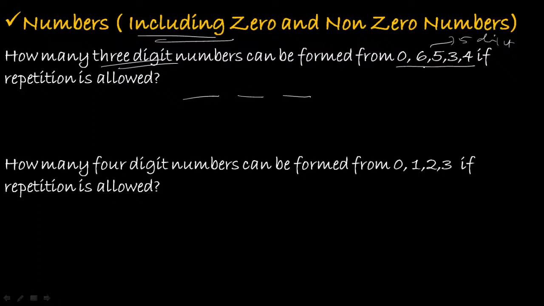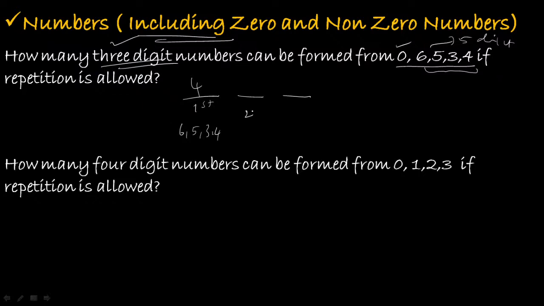So for the first position you have only 4 choices. Either you can take 6, 5, 3, 4. You don't take 0 at the beginning. If you take 0 at the beginning, definitely the 3-digit number becomes a 2-digit number. But the question is you have to form a 3-digit number. So for the first digit you have only 4 choices.